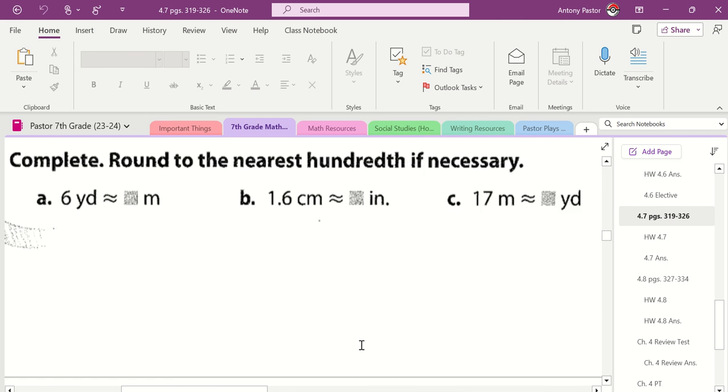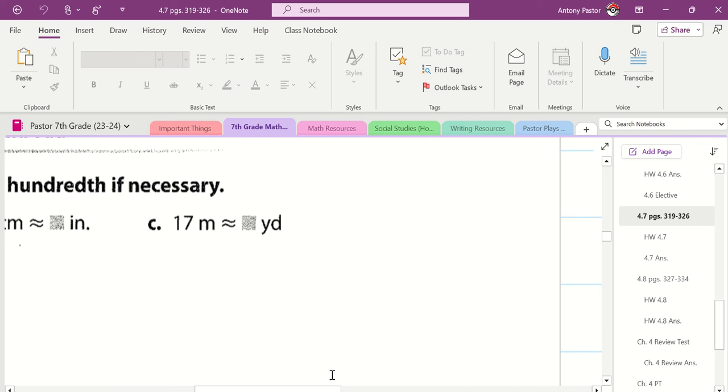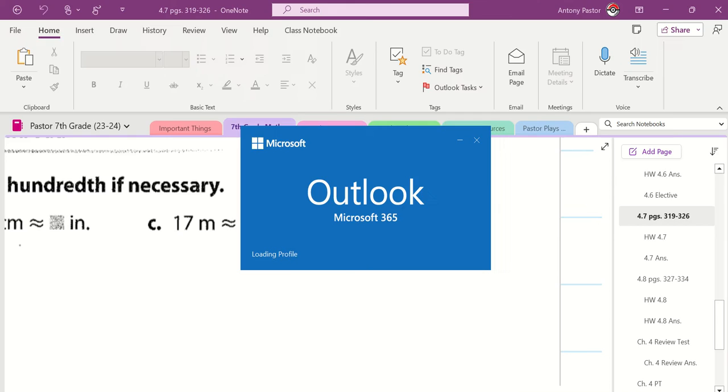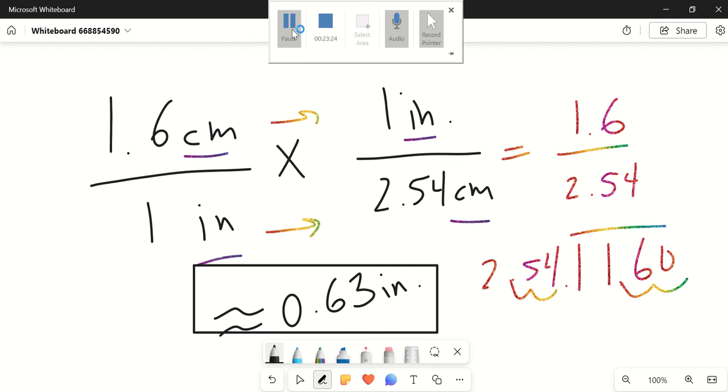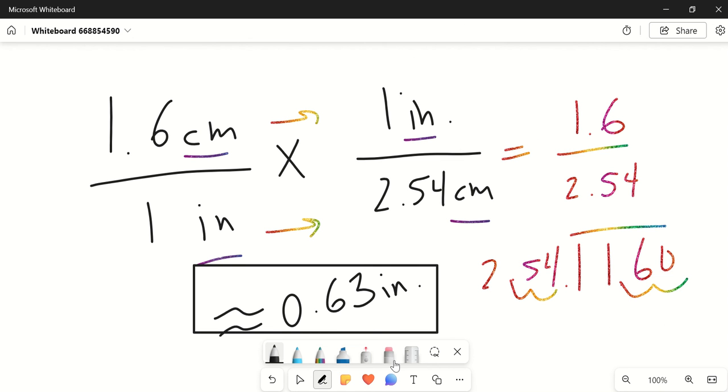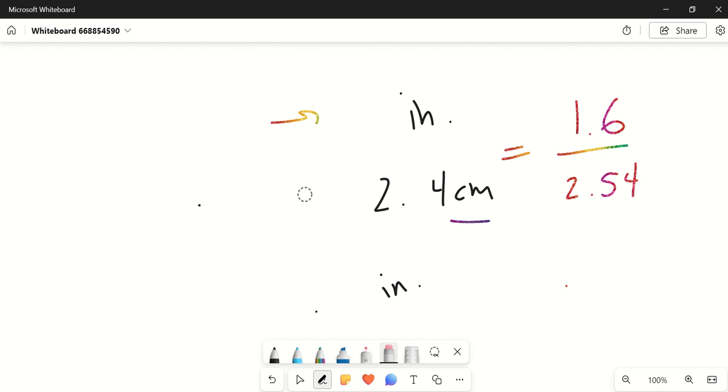And we'll do the last example. We'll call this one a video for today. We want to find out how many yards 17 meters is. So I'm going to close these calculators up. Sorry about that. So let's go ahead and clear off our whiteboard.